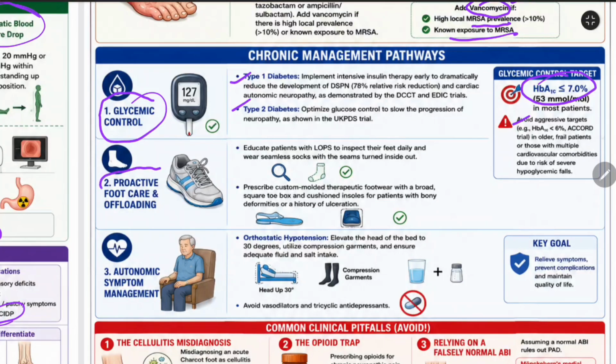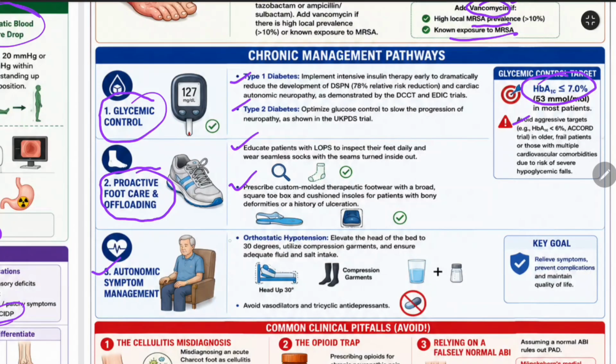Then proactive foot care and offloading. So for patients who are having deformities, educate patients with LOPS, meaning loss of protective sensation, to inspect their feet daily and wear seamless socks with the seams turned inside out. Prescribe custom molded therapeutic footwear with a broad square toe box and cushioned insoles for patients with bony deformities or a history of ulceration. So footwear also, okay, socks and footwear.